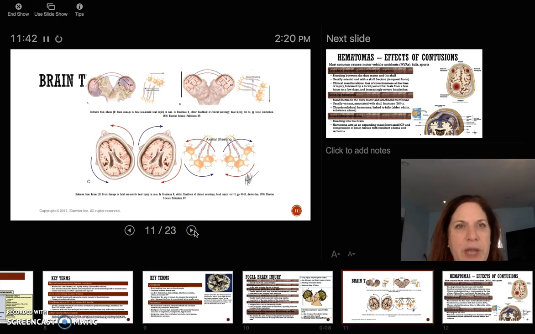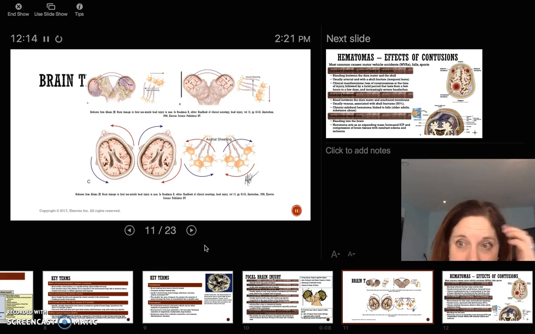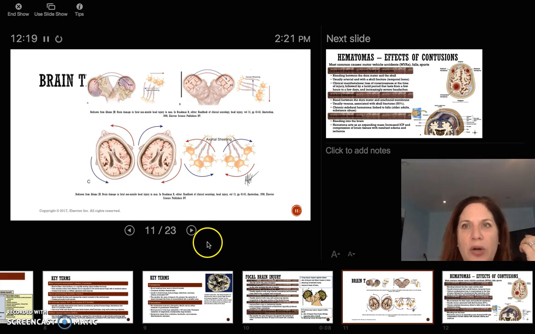So here are some pictures of coup and contra coup, and some of the axonal shearing that can happen, which can cause permanent brain trauma and damage. You don't actually even need to hit your head to have a coup or contra coup injury. You can have whiplash, so you can get hit very, very hard from behind or have a violent fall, not hit your head, and the impact of the brain tissue hitting your skull and the velocity at which that happens can actually cause a coup or contra coup injury.